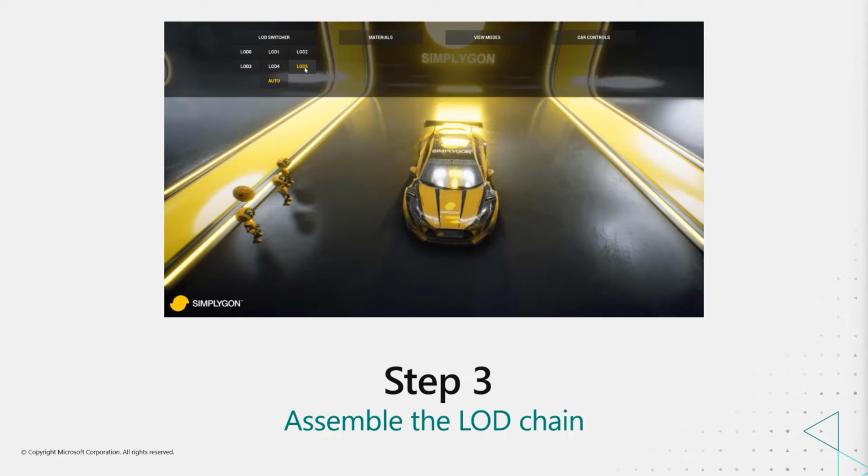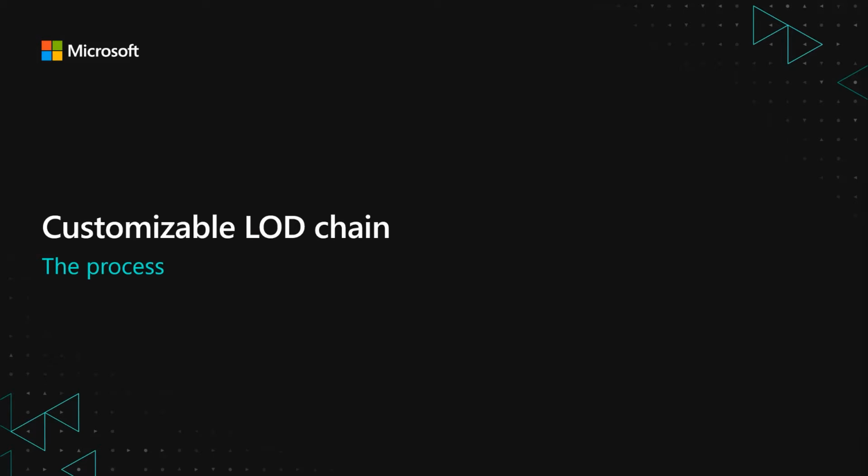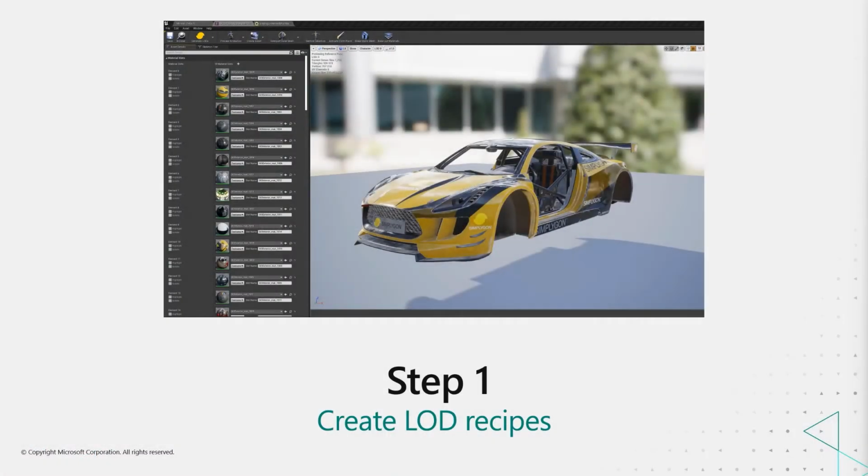Let's now dig a little bit deeper into the customizable LOD chain. The customizable LOD chain allows you to change settings on the object after it has been baked into a single proxy. But as with the previous one, we're going to start by creating a LOD recipe. Let's have a look at what we do there.